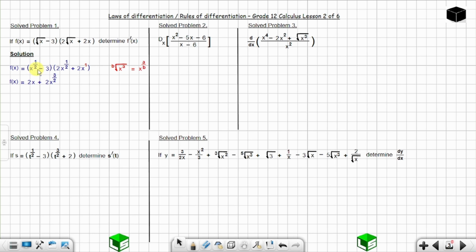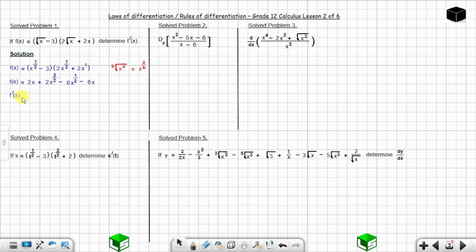Now we are going to take negative 3. So you have negative 3 times this, which is negative 6 x to the power of 1 over 2, right? And then negative 3 times this, which is negative 6 x to the power of 1. Okay, so you have this. You are done dropping your bracket and you are done getting rid of the root sign. Now you can take the derivative.